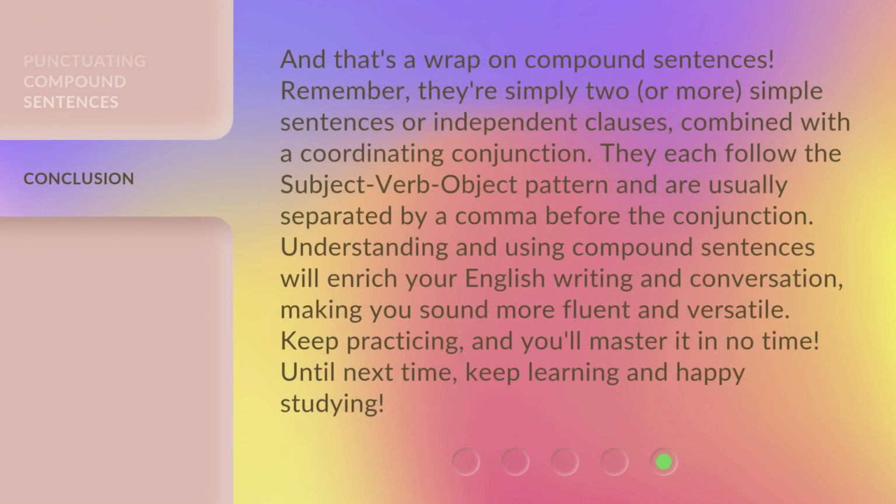And that's a wrap on compound sentences. Remember, they're simply two or more simple sentences, or independent clauses, combined with a coordinating conjunction. They each follow the subject-verb-object pattern and are usually separated by a comma before the conjunction. Understanding and using compound sentences will enrich your English writing and conversation, making you sound more fluent and versatile.